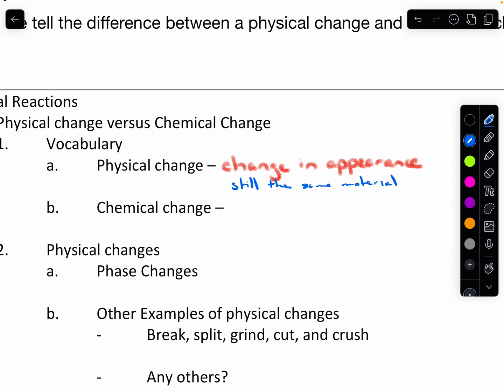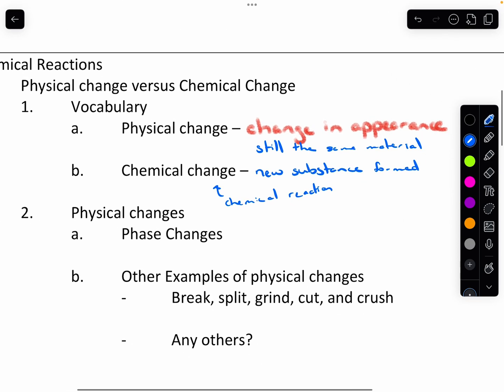A chemical change then is where we have a new substance formed, and this is going to be our biggest focus this unit, that new substance formed. This chemical change can also be called a chemical reaction. And that's going to be our focus. Chemical reactions, if you think about it, is the name of this unit.